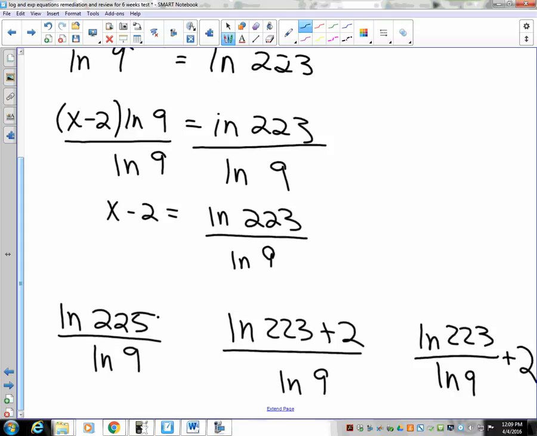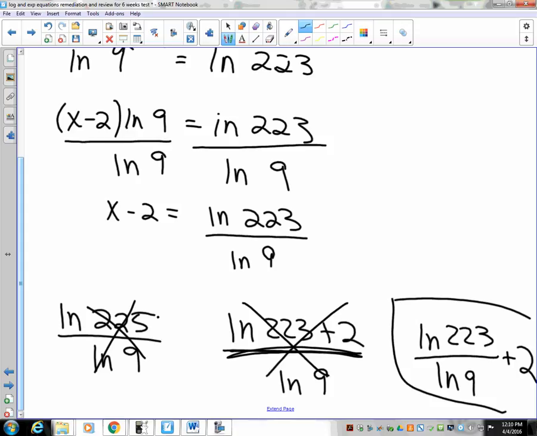Y'all see why it's that? Why it's not this one? You can't add 2 to 223 there because that's the natural log of 223. Now, what's wrong with this? I just add it to the top. That's only adding it to the numerator. We have to add it to the whole thing. So the plus 2 has to go out over here on its own. Not putting that plus 2 in the right spot ruins your problem.